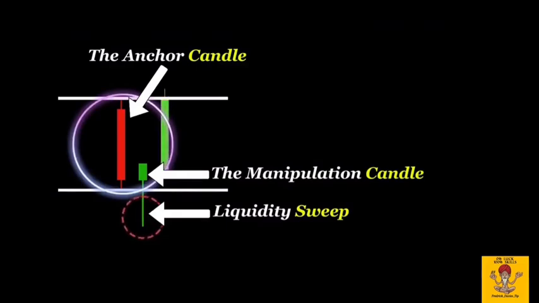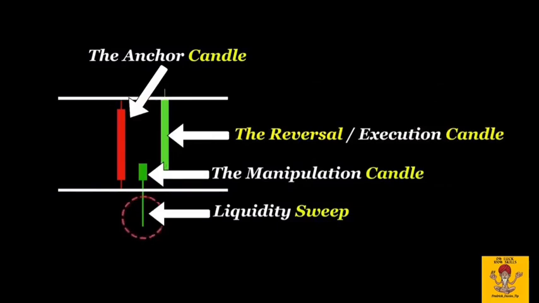Finally, we reach candle 3, the reversal, also known as the execution candle. This candle explodes in the opposite direction after the liquidity sweep. This is the candle you want to ride for profit. But here's the key. You don't enter on candle 3, you position yourself before it forms, right after the manipulation is confirmed. This setup is simple, clean, and incredibly powerful once you know how to execute it.